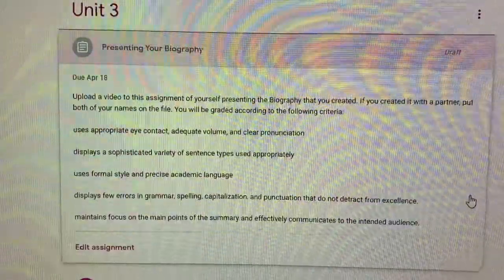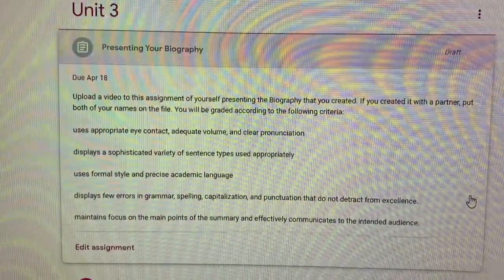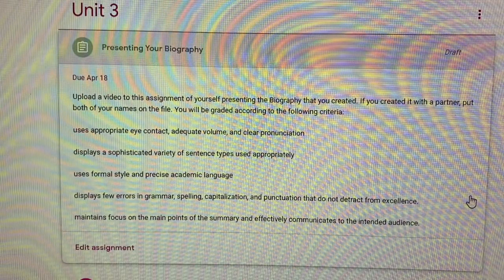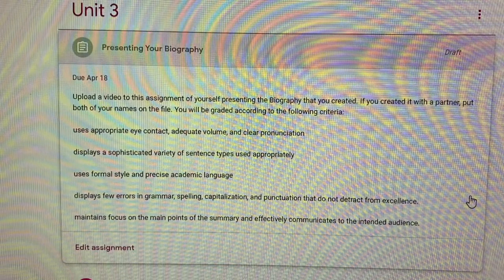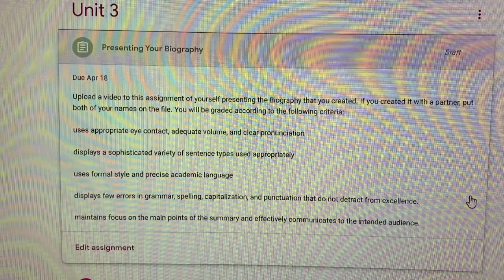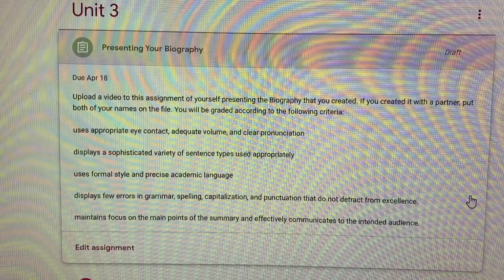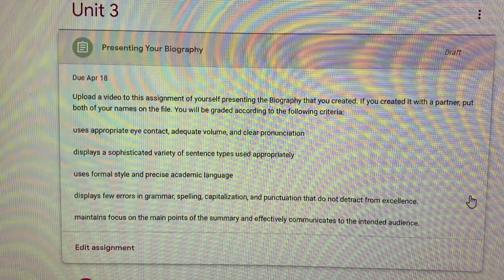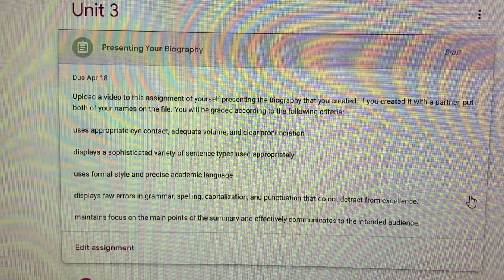So it'll look a little something like this on Google Classroom, due Saturday at midnight, just like everything else. So here's what I'm looking for in your video. Using appropriate eye contact, so looking at the camera, you're going to pretend like we're the audience, and then appropriate volume and pronunciation. If you make a couple of mistakes, that's fine. It's not super high pressure. Just try to practice talking very clearly.